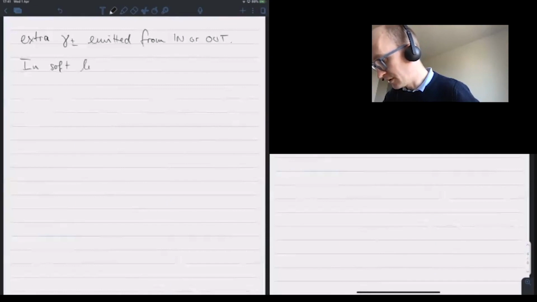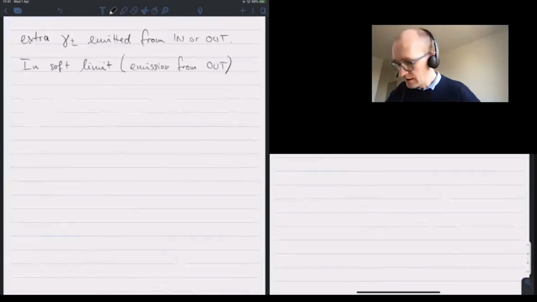So in the soft limit, let's consider at first the emission from the outline. Well, we would like to obtain an expression for M beta alpha plus or minus, okay? And this will be equal to M beta alpha, so the amplitude without the emission. I'll have a comment on this in just a second.